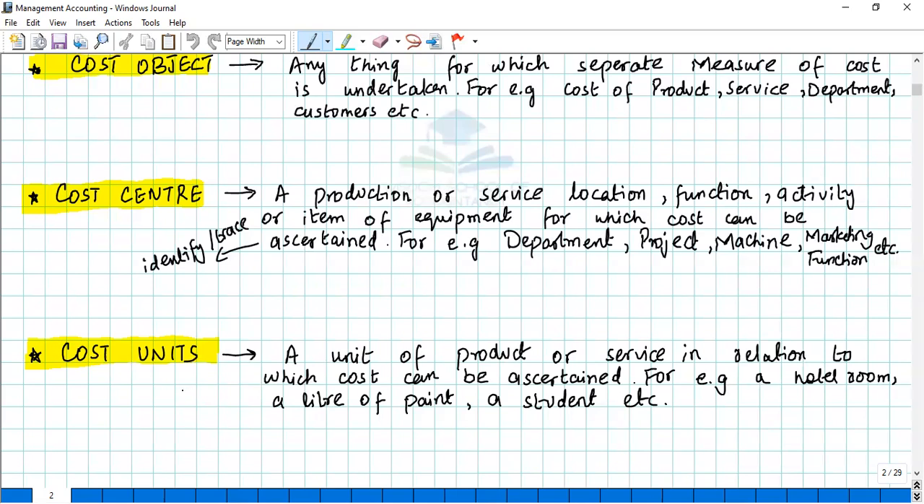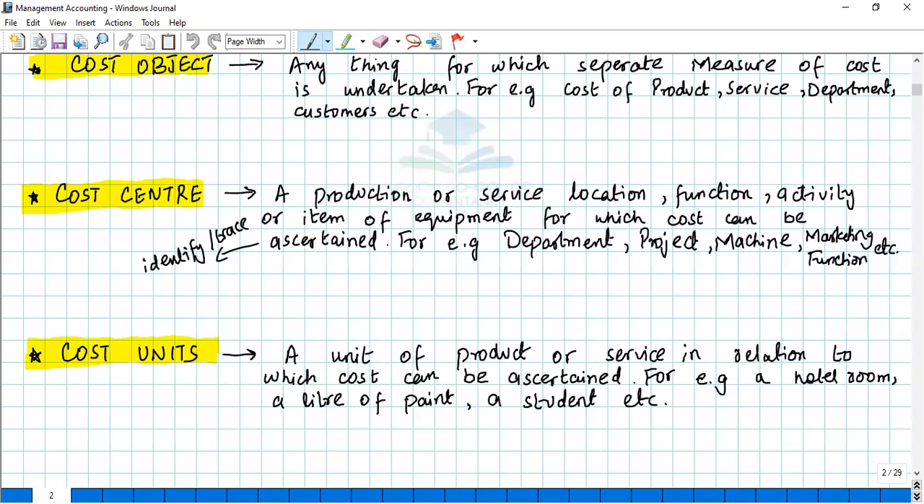The third definition is cost units. Like, for measuring everything, you need some units. Let's say for measuring distance, you need units like kilometers, miles, meters. For measuring weight, you need pounds, kilograms, grams. You need different units. Okay. For measuring height, you use feet and inches. Similarly, for measuring cost, you use some units, and those units are known as cost units.